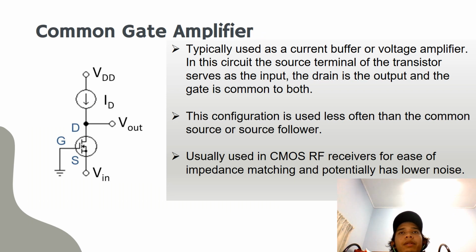Common gate amplifier, typically used as a current buffer or voltage amplifier. In this circuit, the source terminal of the transistor serves as the input, the drain is the output, and the gate is common to both. This configuration is used less often than the common source or source follower, usually in CMOS RF receivers for ease of impedance matching and potentially lower noise.